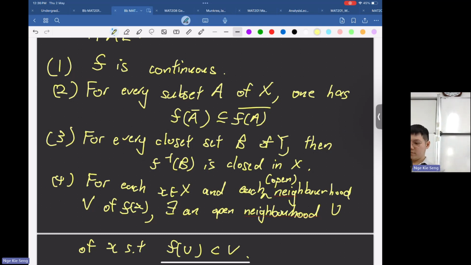Maybe the non-obvious one is two. For every subset A of X, consider A bar, meaning A with its limit points, and map it across. These points should be either points of f(A) or limit points of f(A), but you might not achieve all of them. You haven't achieved all of the limit points of f(A). If you want the closure of f(A), you need to do more work to complete it, in the sense of adding in limit points. Does it make sense?